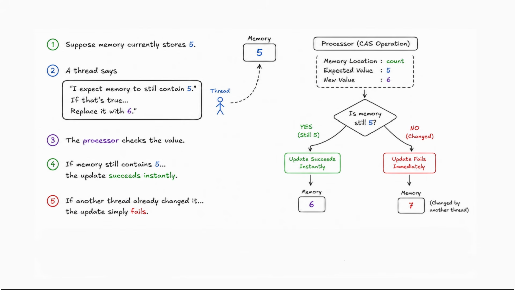And notice what happened here. No thread acquired a lock. No thread was blocked waiting for another thread. The compare and swap operation either succeeds immediately or fails immediately.